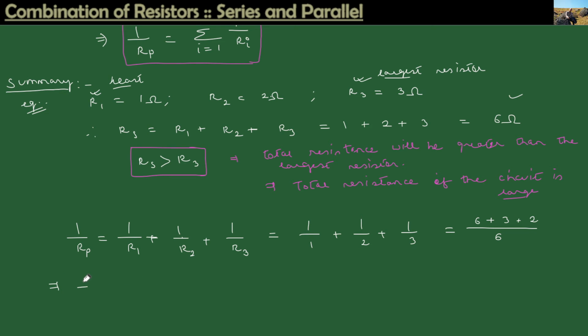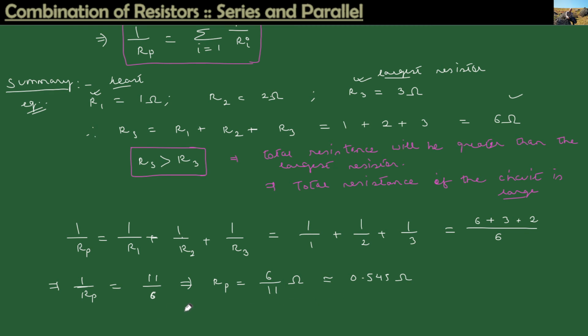That means 1 divided by Rp will be equal to 11 divided by 6 ohms. But we want to find Rp, so we take the reciprocal of it, which gives 6 divided by 11 ohms. The value of 6 divided by 11 ohms is approximately equal to 0.545 ohms, which is very small.